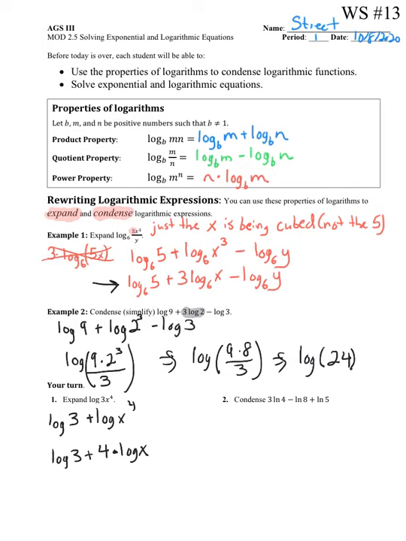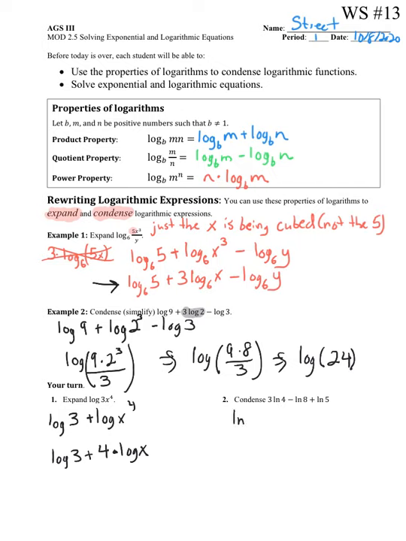A good way to double check is to always think about, if I were to put it back together, would it look the exact same? Like if I had a 4 in front of the log of 3, then that would be 3 to the 4th, that would make it 81, and that would not be the same. So that's one way to think about it when you're trying to put it back together.